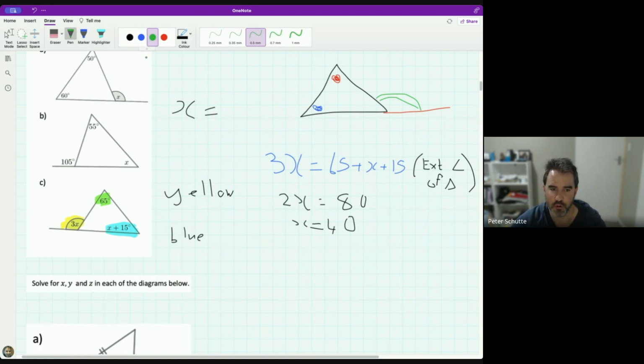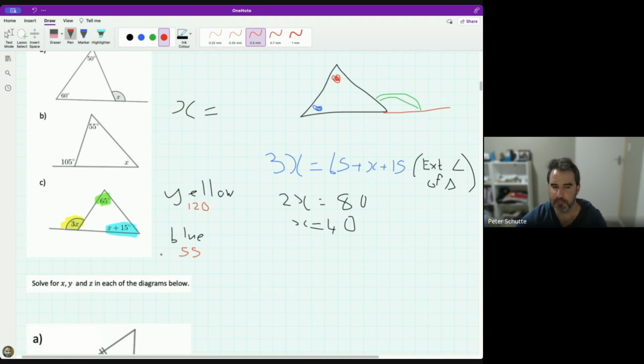If x is 40, what is my yellow going to be? And what is my blue going to be? So yellow should be 3 times 40, which is going to be 120. And blue is going to be 40 plus 15, which is 55. Lovely. Atlahan, Onalena, you guys are winning at life.